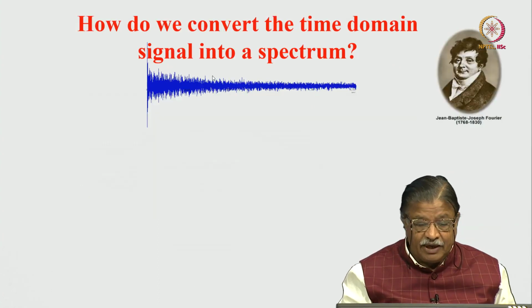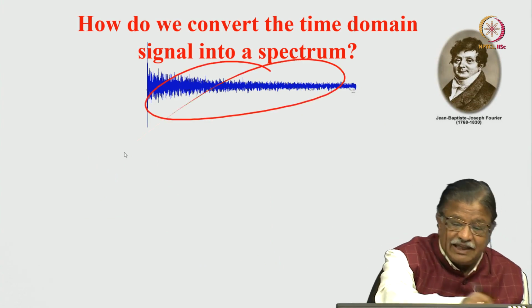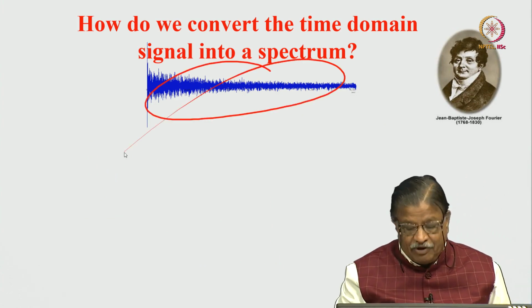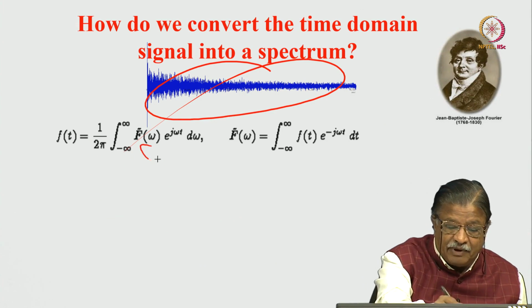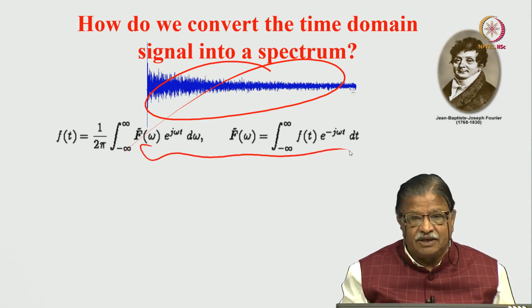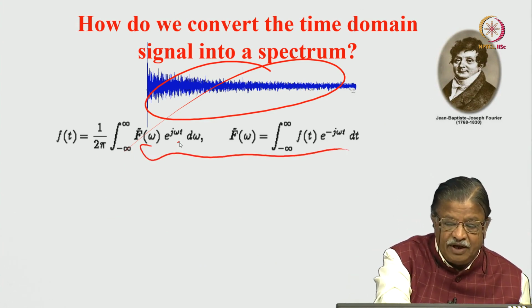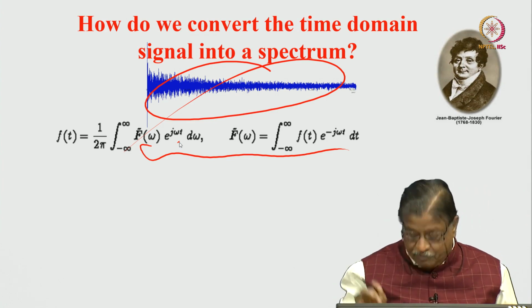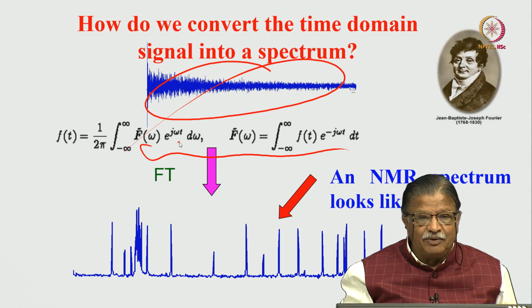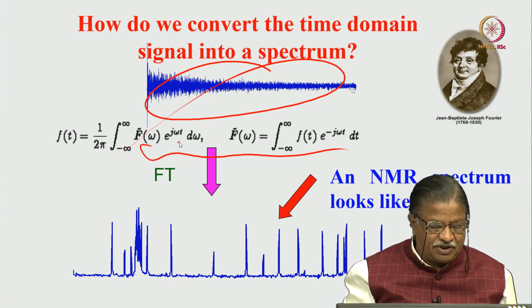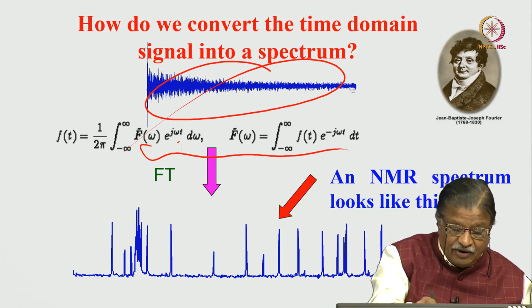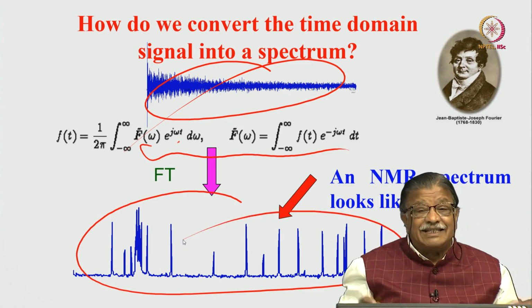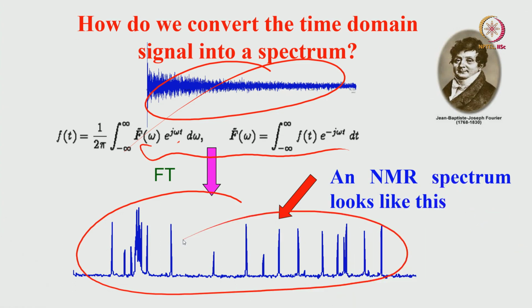So, what I am going to do is we collect the signal like this in the time domain and do a mathematical operation called Fourier transformation, from time to frequency or frequency to time, both are possible. When you do that time to frequency conversion by Fourier transformation, you get a spectrum like this. This is what you really see when you record the NMR spectrum, the real NMR spectrum.